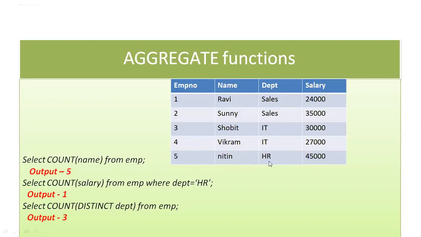So how many departments are here? One sales, second IT, third HR. So it will display 3. If you are writing the column name DPT here, you are writing SELECT COUNT DPT. You can also mention the name here with the distinct, and it will display the names of the departments which are uniquely identified in a table.